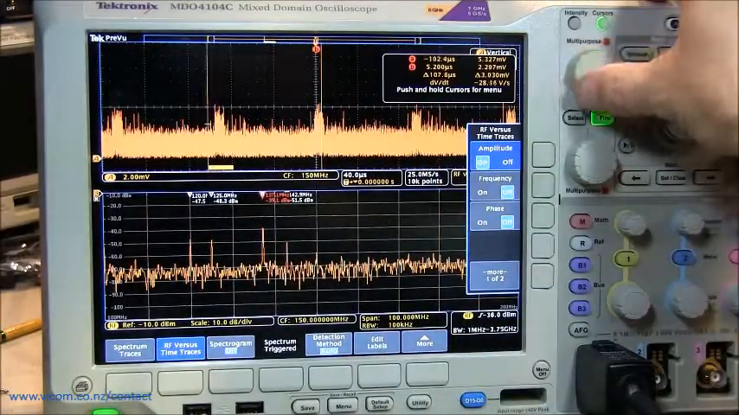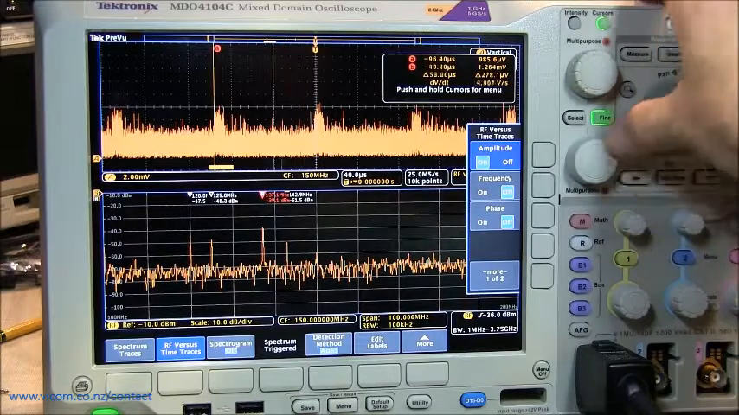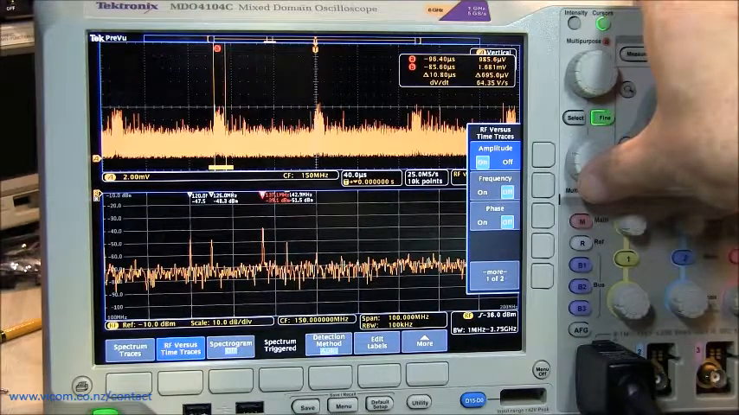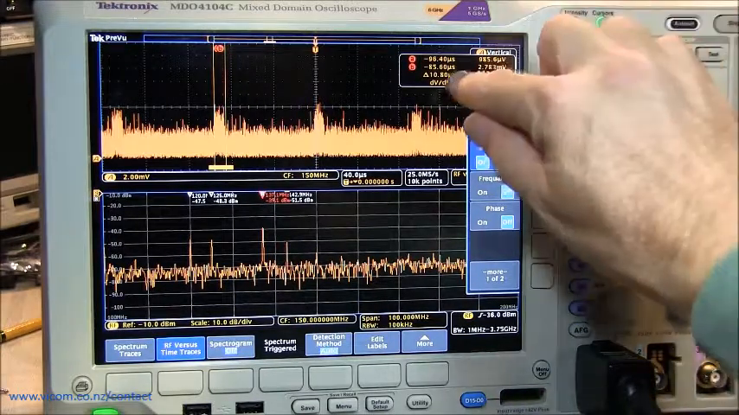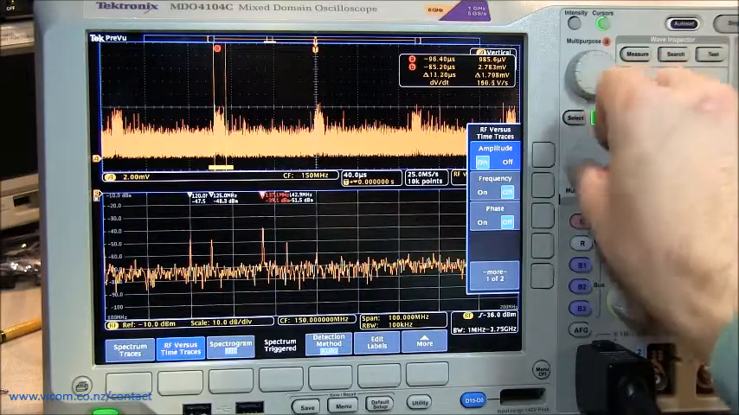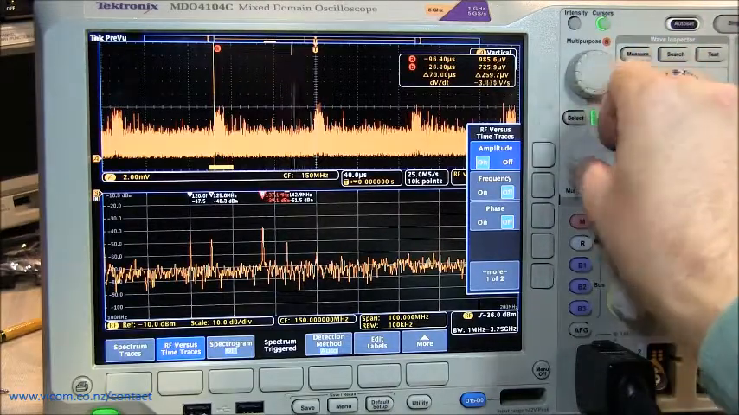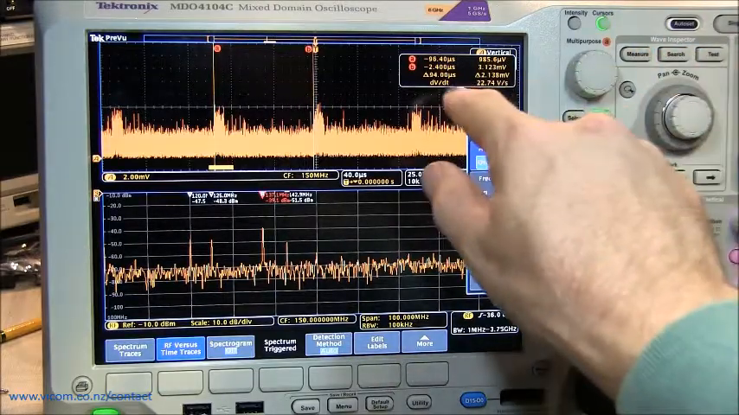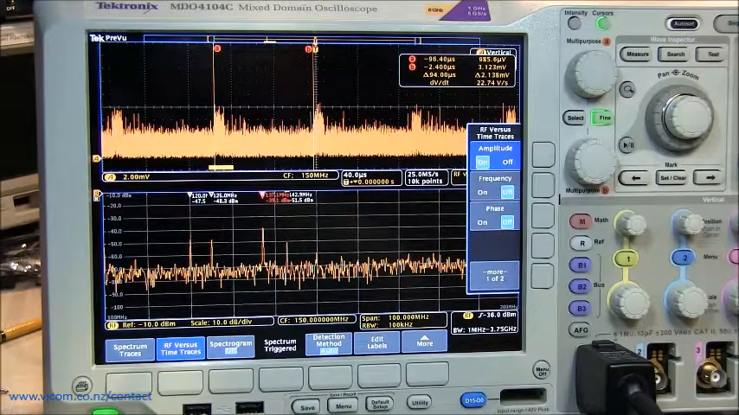Simple cursors can be used to take a look at the duration of the RF burst, in this case, in the neighborhood of about 10 microseconds, or the repetition interval between the bursts, in this case about 94 microseconds. This information alone may be enough to tell you the source of the emission.